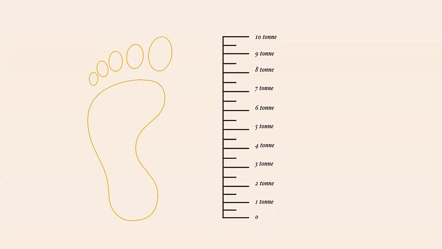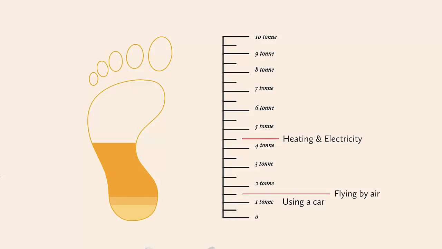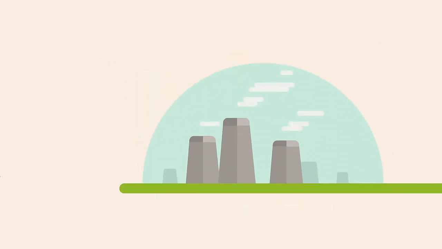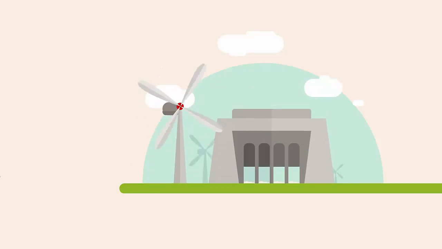For people living in the developed, affluent world, the 10 tons is made up of using a car, flying by air, heating and electricity in the home, clothes and food, leisure activities, and buildings, manufacture and public services generally. Of course, if your country generates electricity without burning fossil fuel, for example nuclear power or renewables such as wind or hydro, your carbon footprint will be reduced.